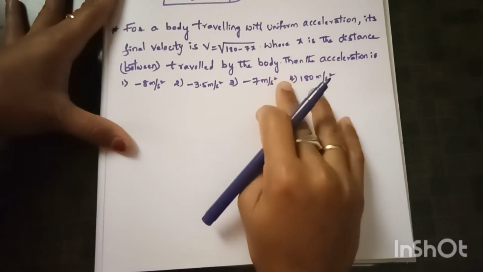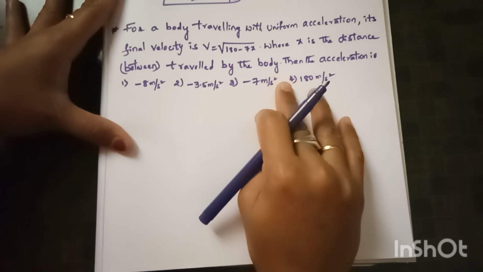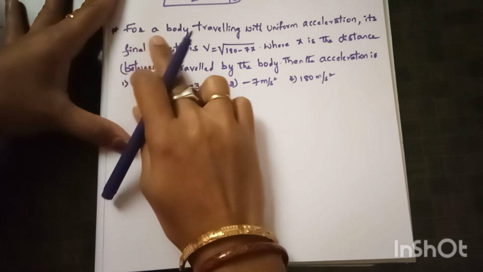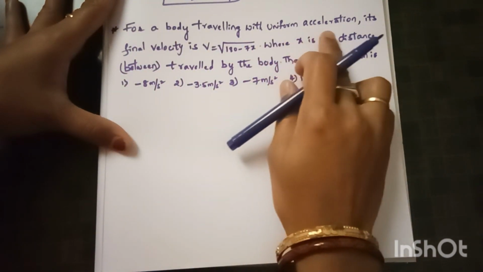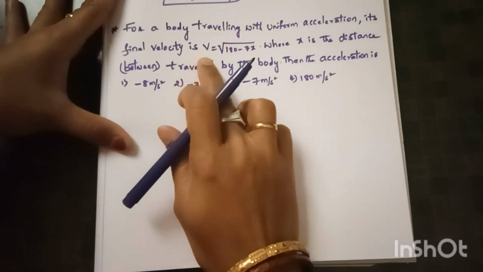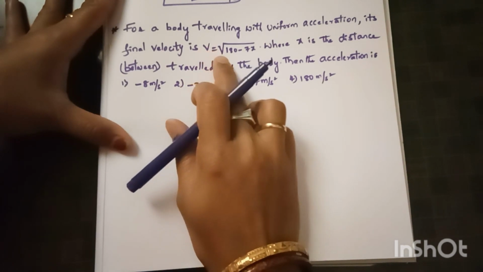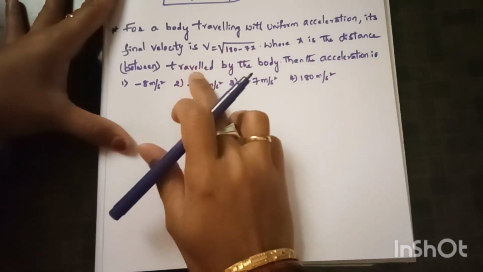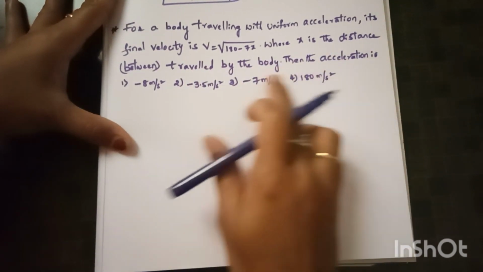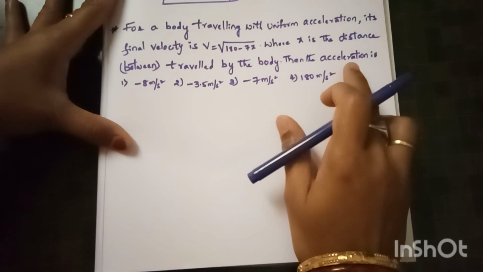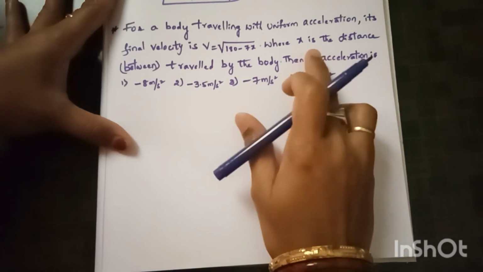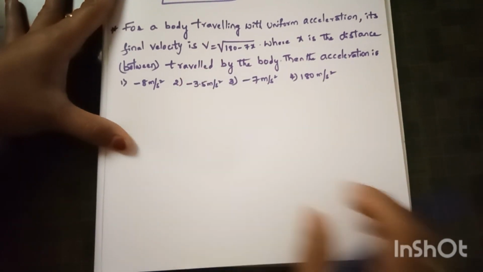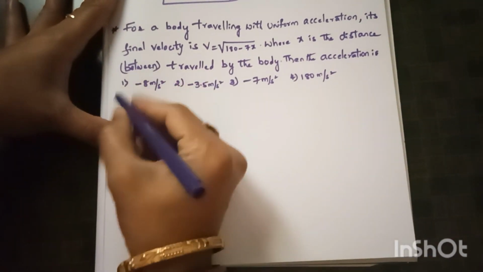So today we are going to discuss one more problem based on kinematic equations. For a body traveling with a uniform acceleration, its final velocity is v equals under root 180 minus 7x, where x is the distance traveled by the body. We have to find the acceleration, given x as distance and v as final velocity.